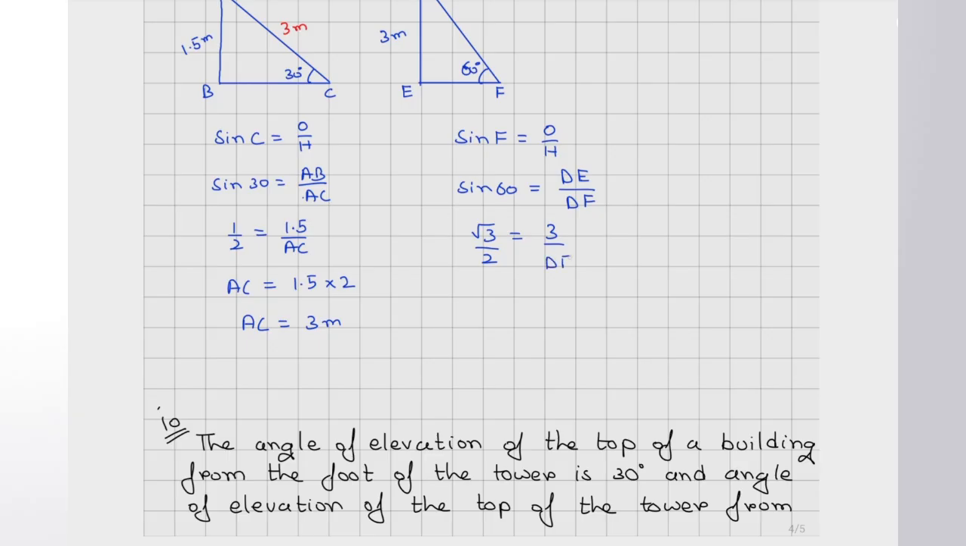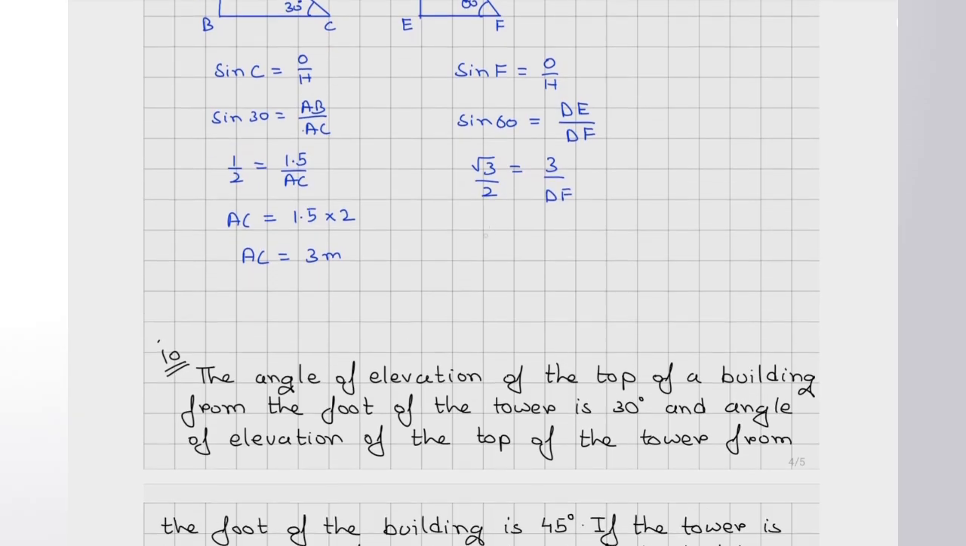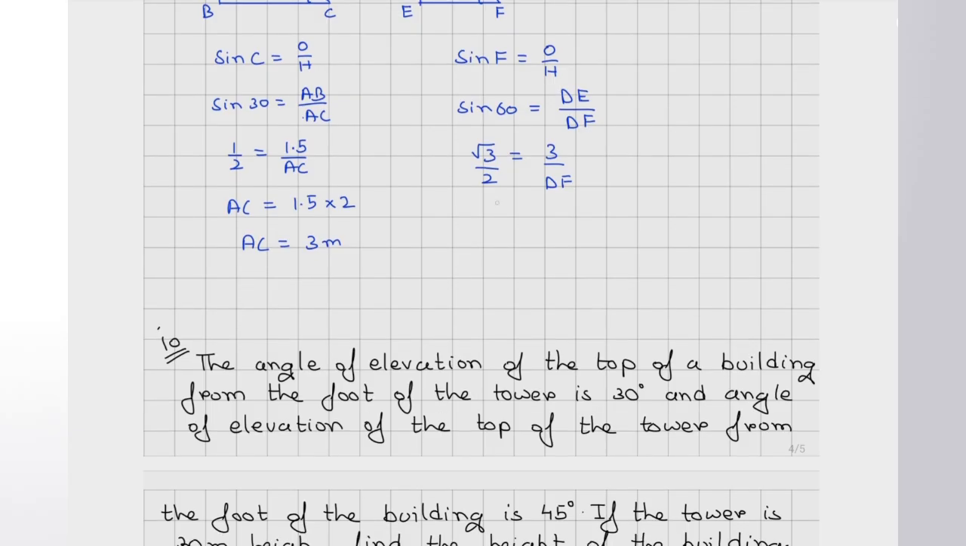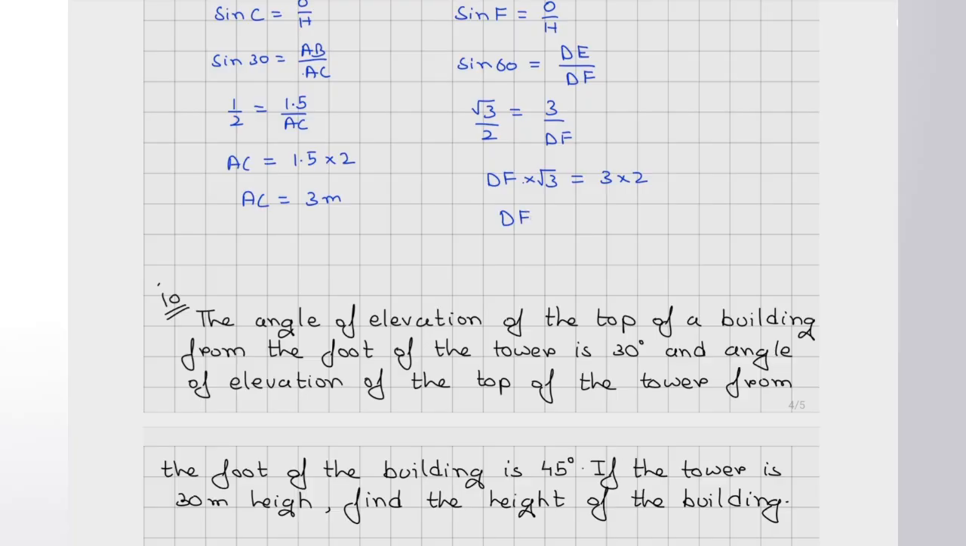Cross multiplying, 3 2s are 6 by root 3 DF. I hope you have got the step. If you have not, let me do it more properly, in a more basic way. DF root 3 into root 3 is equal to 3 into 2, cross multiplying. So DF is equal to 3 2s are 6 by root 3.